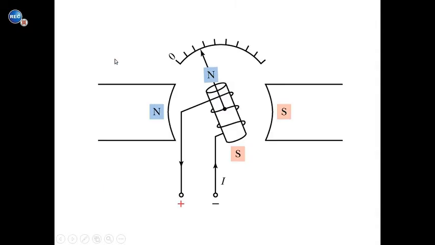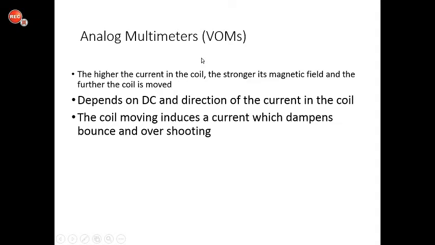This is a simplified version of that circuit. Permanent magnetic field, north and south. As the current passes through the coil, we set up a north and south pole around the coil, and the needle will move against those springs. So the higher the current in the coil, the stronger its magnetic field, and the further the coil is moved. So more current, or higher voltage, which results in more current, means a stronger magnetic field, and the coil turns farther, and the needle indicates a higher voltage or current.